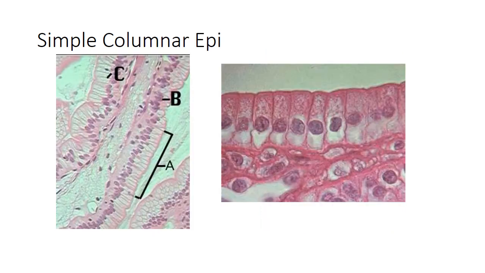Then we have simple columnar. These are tall, skinny cells. See, this one down here, these are the tall, skinny cells along the edge here. These are found within your GI tract. It's a structure right here. It kind of goes up and around like a finger, and it's called a villus. You're going to find those in the intestinal wall. But if you zoom in on a little section, there they are right there. Nucleus, tall, skinny cells. So, simple columnar epithelium.